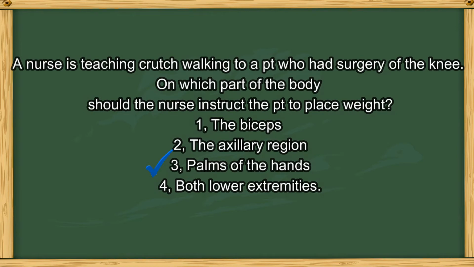The answer is option 3, the palms of the hands. The palms should grip the hand grips of the crutches and should bear all the weight. Option 1 says the biceps. This is very unsafe. Option 2 says the axillary region, which is a very popular wrong concept. A lot of patients like to lean all their weight on the axillary area, which can cause nerve damage. Option 4 says weight bearing on the affected lower extremity, which is not allowed at first.